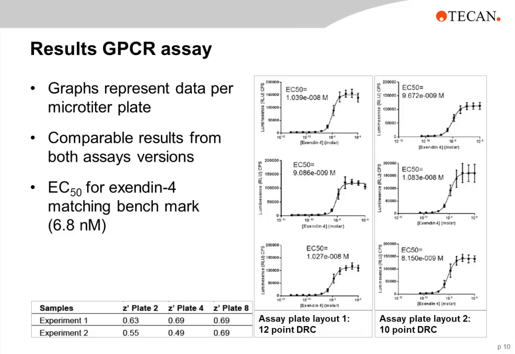On the right-hand side, you see 2 times 3 dose response curves. The left ones are from the recordings with 12-point dose response experiments. On the right-hand side, these are from the 10-point dose response experiments. Each graph stands for 1 microtiter plate. And as you can easily see by eye, these are very comparable results, showing you how versatile and robust our instrument is. The Exendin EC50 is very similar to the benchmark values. In the lower left-hand corner, you see a small table giving you the Z prime values for each single plate and for each single experiment. And these Z prime values are the best values you can achieve for this type of assay.